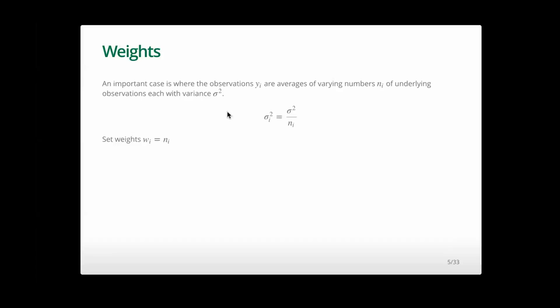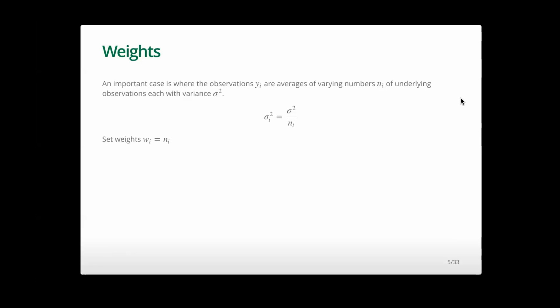And then when we think about averaging, we can work out the variance of that average is going to be this. And so, fitting this into our weighting scheme, we would naturally set the weights to be the number of these lower level observations. That's also a fairly nice way to think about weights. It's as if this data point is actually n data points averaged together.